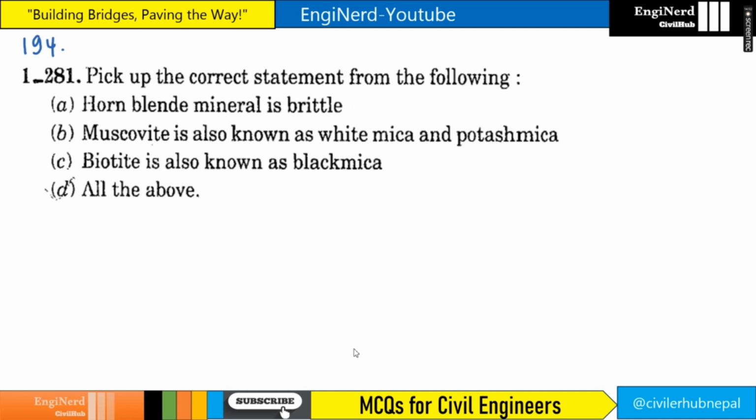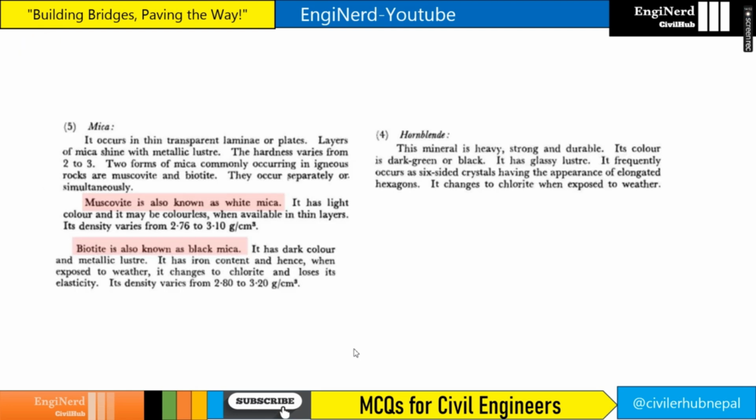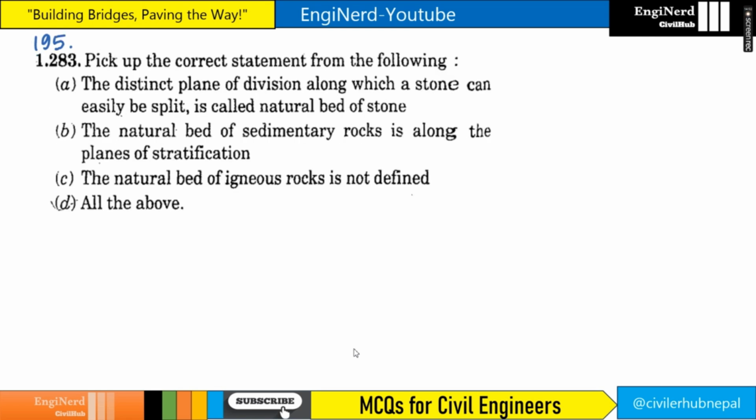Pick up the correct statement from the following. Hornblende mineral is brittle. Muscovite is also known as white mica and potash mica. Biotite is also known as black mica. All of the above. The answer is all of the above, right? You can see here, muscovite is a white mica, biotite is a black mica.